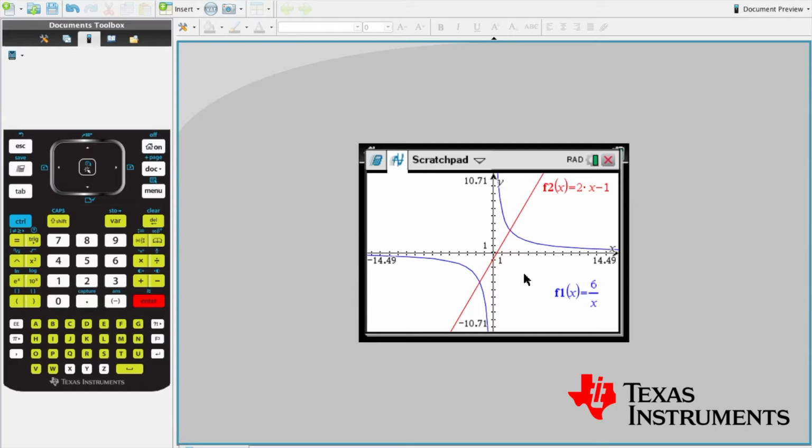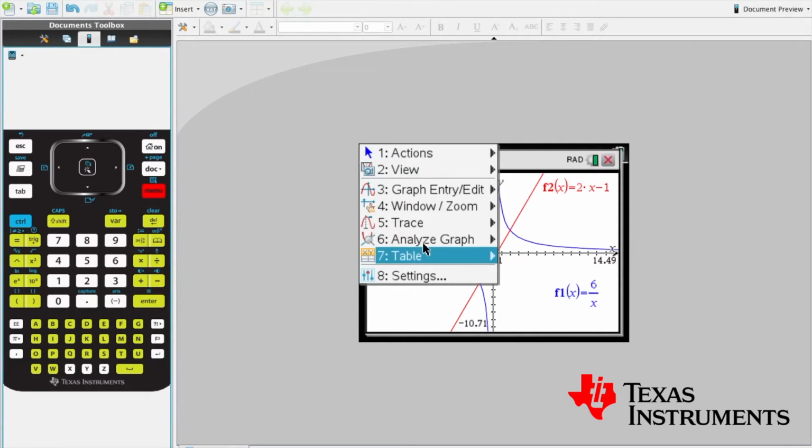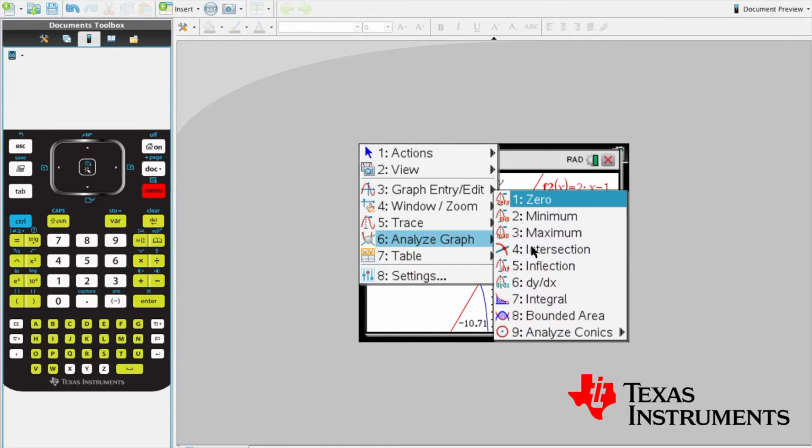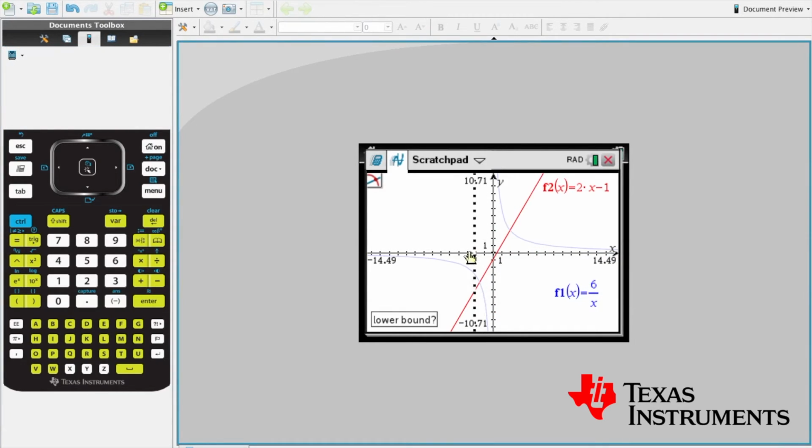And now we'll find our points of intersection. All right, so that's when we go to menu. We want to go to analyze graph, and number 4 is intersection. We're going to take our cursor here. We'll click to the left of the first intersection for the lower bound, move to the right till it says intersection. And then after you click, it'll give you your points of intersection.